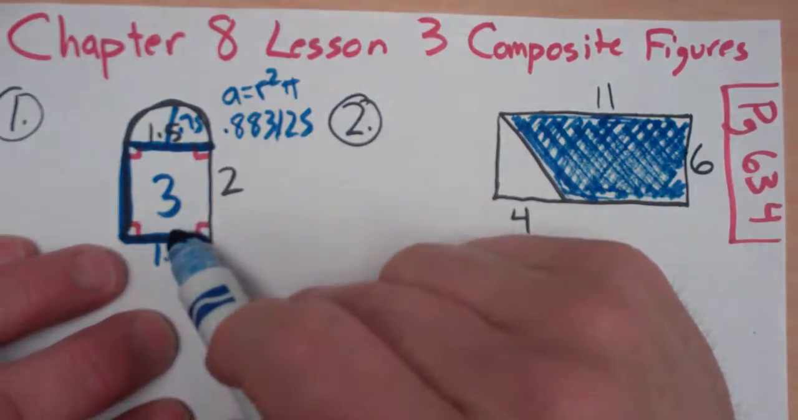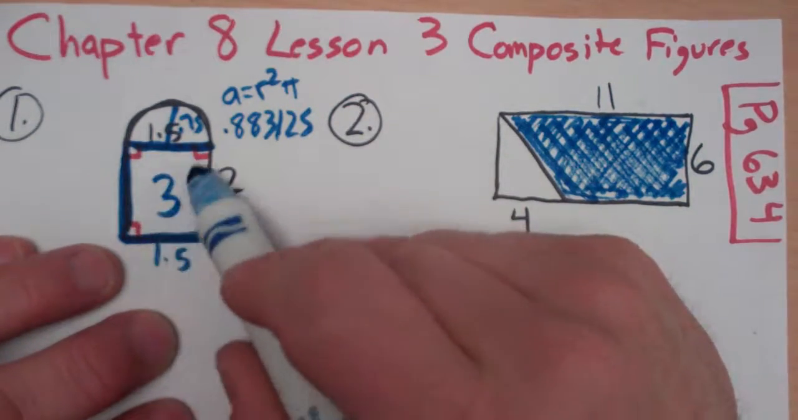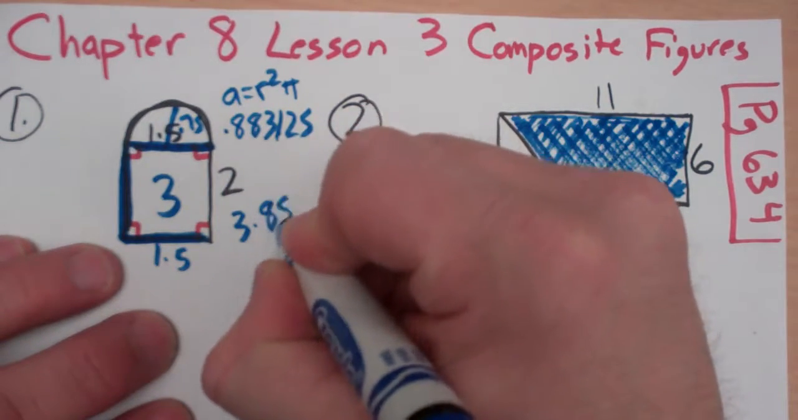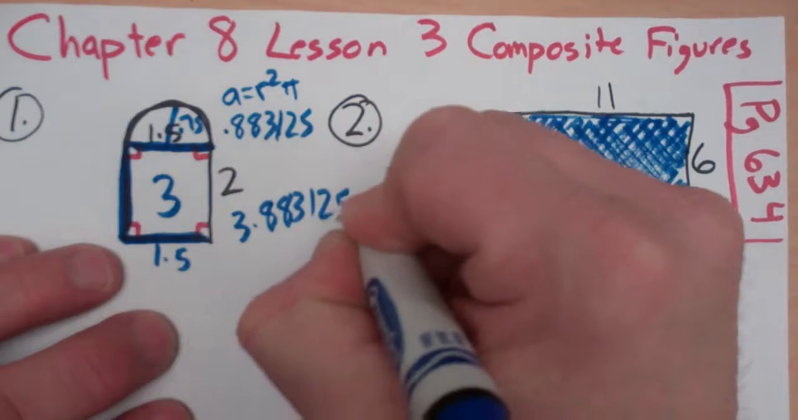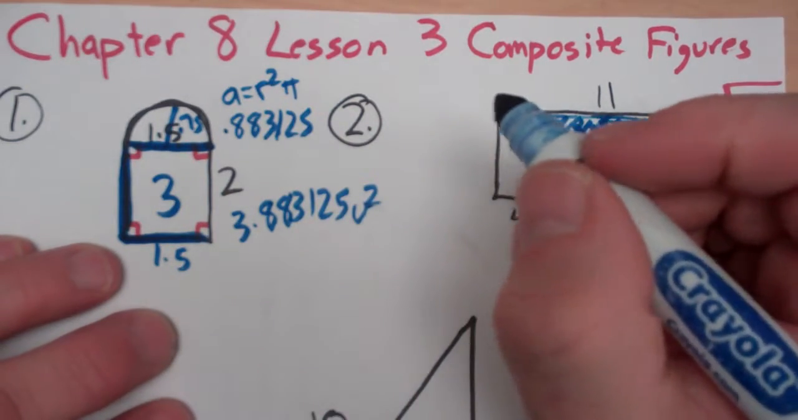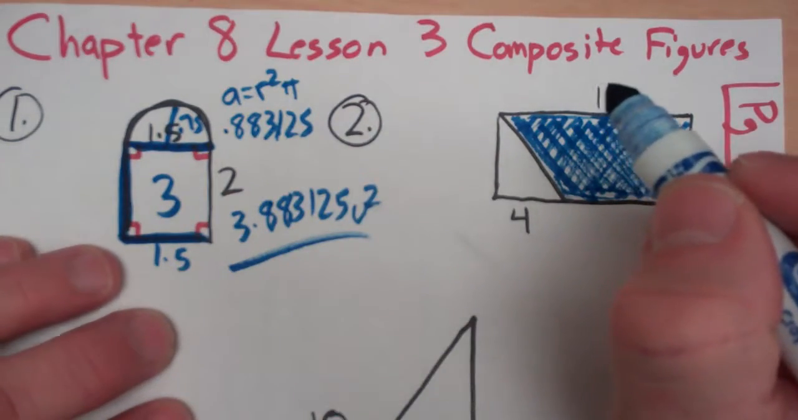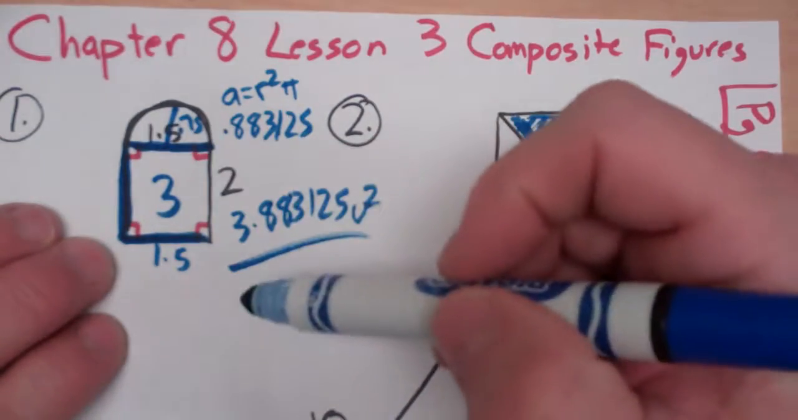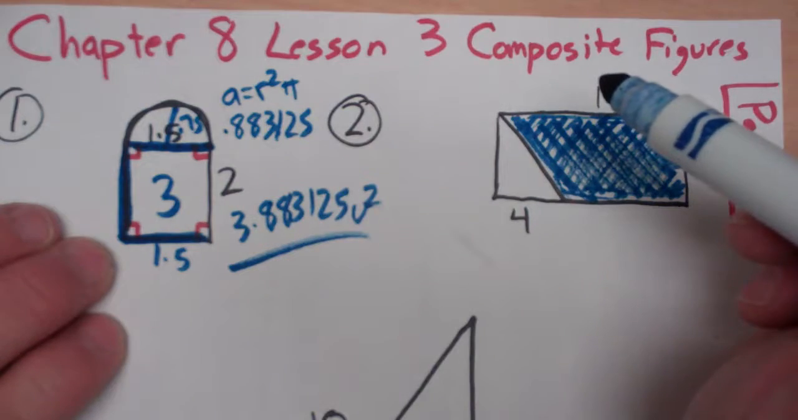Add that on to the 3 that you already had, because it's the area of this and the area of this. And you get 3.883125 units squared. Wow, that's an ugly number. So, what we did is we cut it into shapes that we knew. We made sure we found the area of each piece, and then we added them back together.